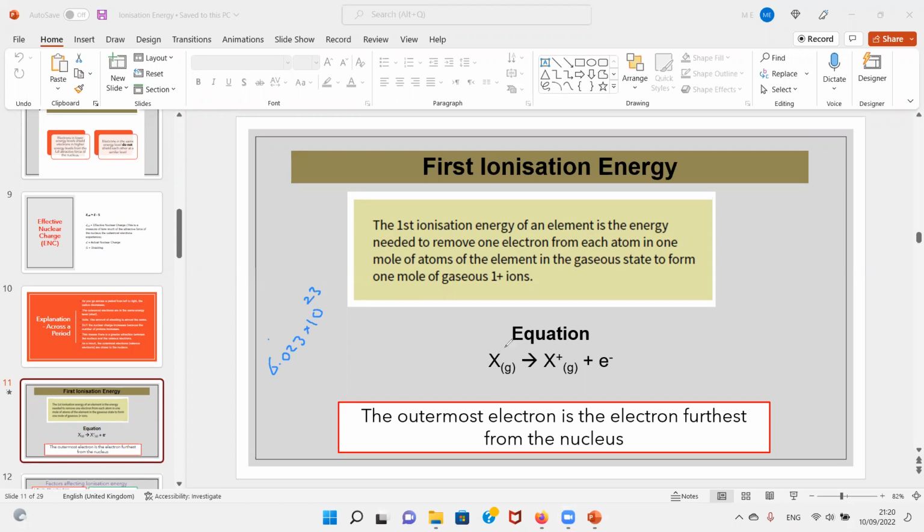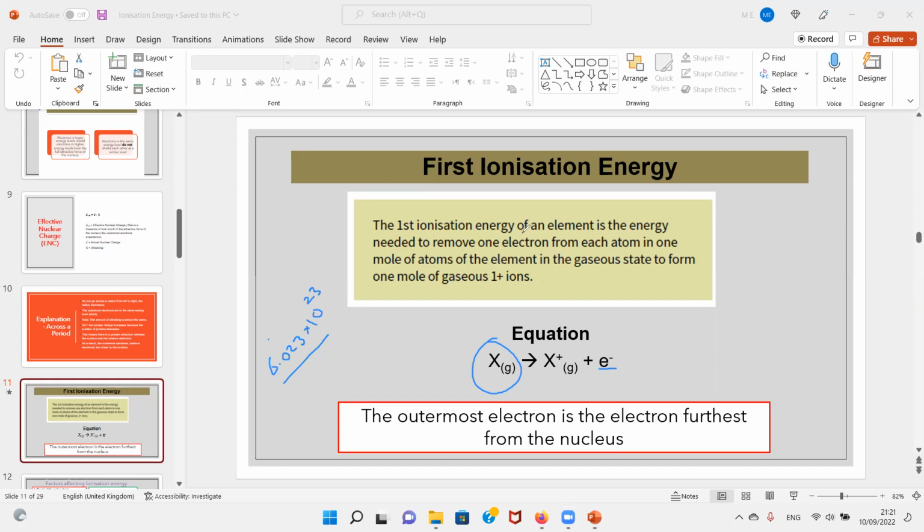So if you are talking about an element in the gaseous state, it is 1 mole of the element in the gaseous state. If you are talking about a positive ion, it is 1 mole of positive ions, which is this number. And if you're talking about 1 mole of electrons, it will be this number of electrons, okay? So it's the energy required to convert 1 mole of atoms in the gaseous state to 1 mole of ions in the gaseous state, plus the 1 mole of electrons that's been lost, okay? So this is basically the ionization energy.